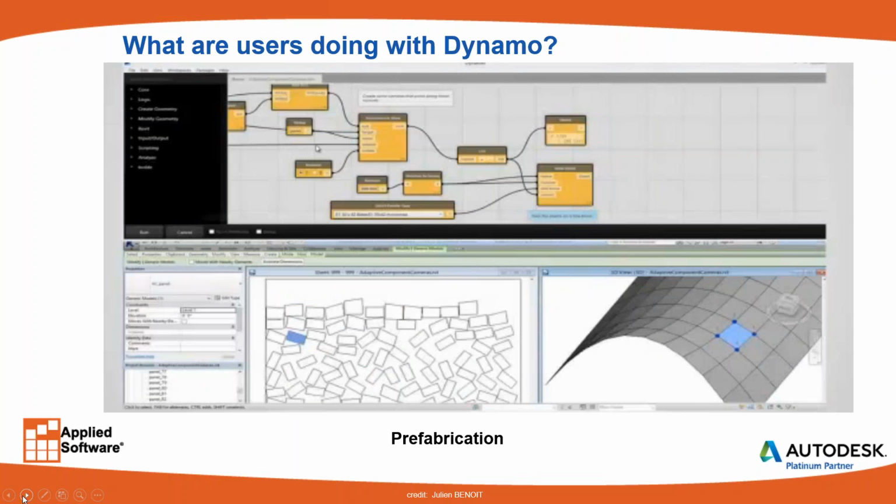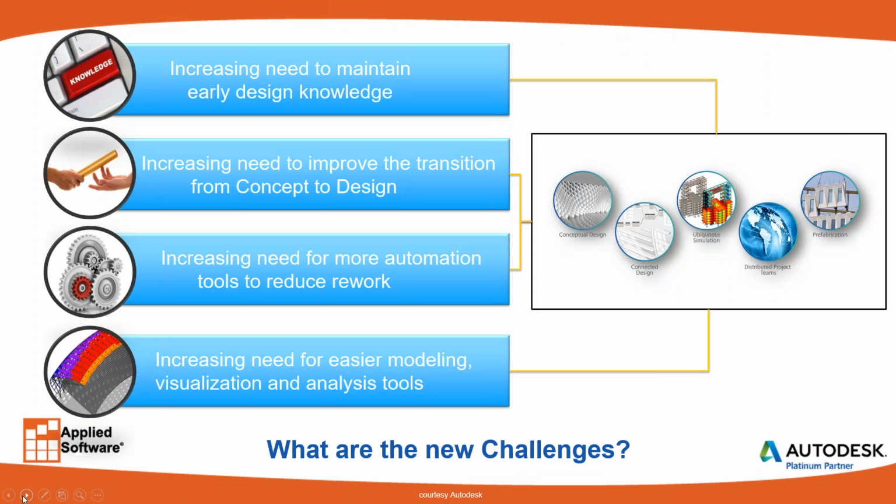Prefabrication we talked about with slight variations of shapes. So here we come to the challenges. The challenges have to do with increasing the need to maintain early design knowledge. These are some of the challenges: the need to improve transition from concept to design, more automation tools to reduce rework, and the need for easier modeling, visualization, analysis tools. All of these challenges we believe can be met using some of the Dynamo technology.